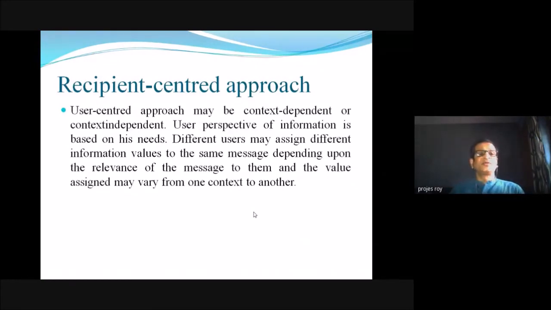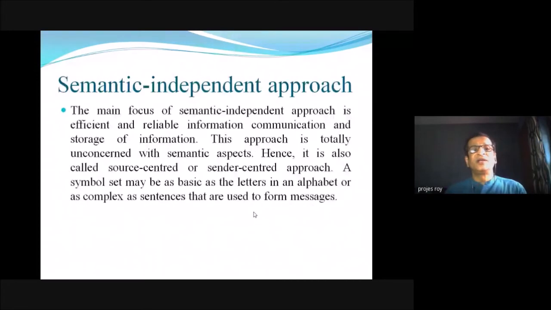Semantic-independent approach: the main focus of the semantic-independent approach is efficient and reliable information communication and storage of information. That's more focused on the storage and connectivity of information, the network of information. This approach is totally unconcerned with the semantic aspect. Hence, it is also called the source-centered or sender-centered approach. But importantly, it focuses on different kinds of connectivity and the storage of information.